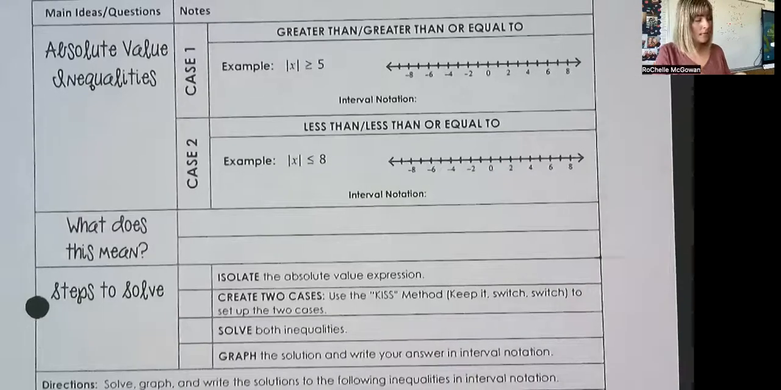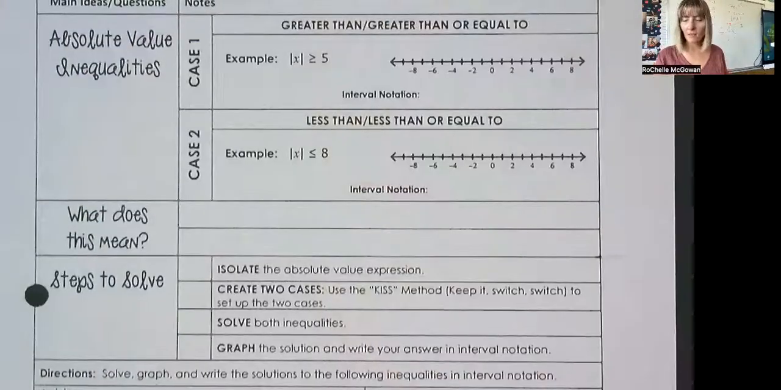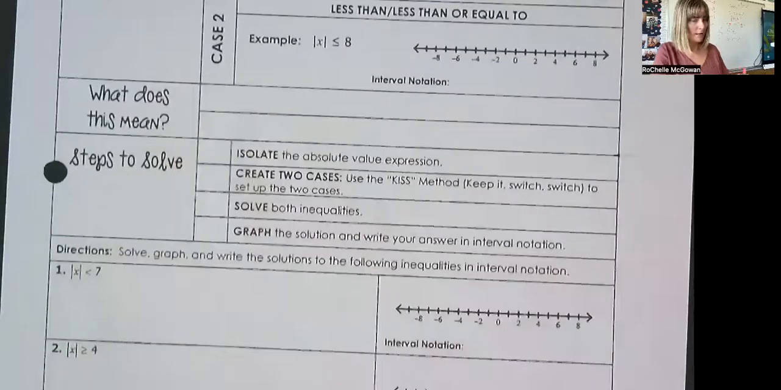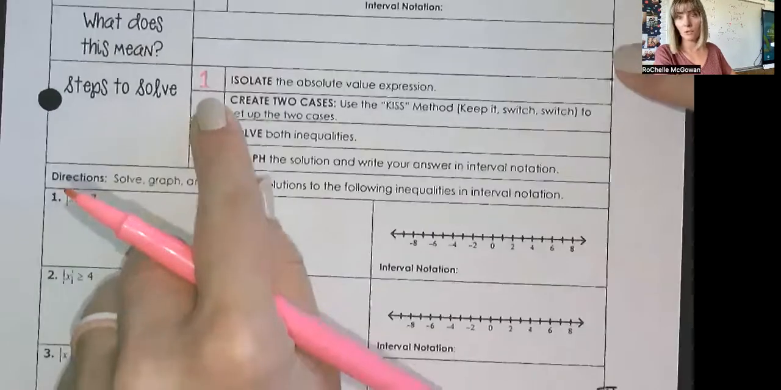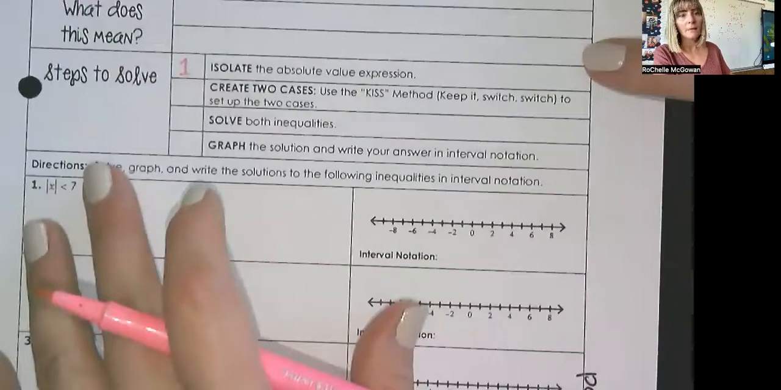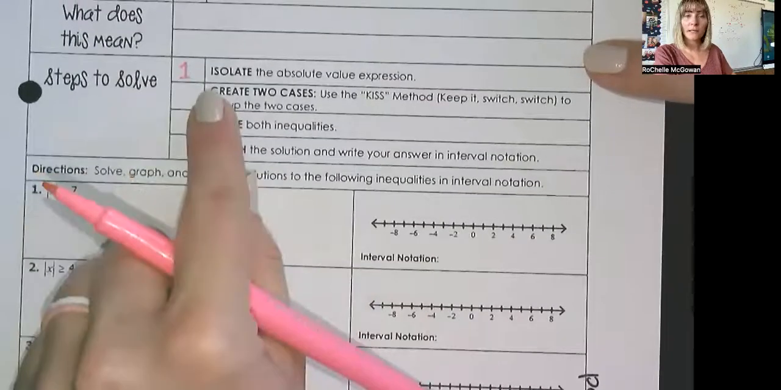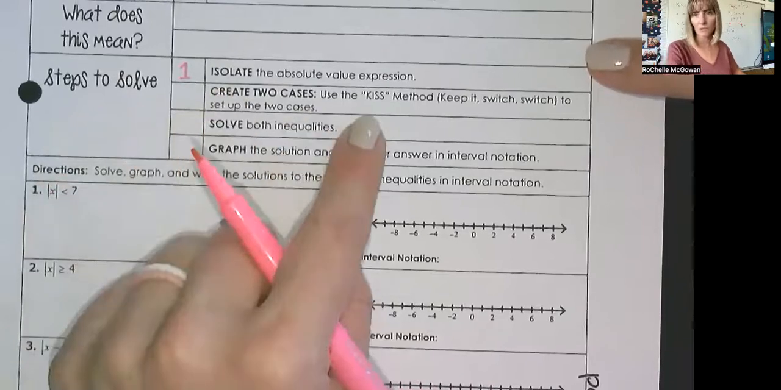Hello, ninth graders. Yesterday, we filled out this page of notes, and I warned you in class yesterday that step number 1 right here, you wouldn't really need to do yet. We didn't have to do that on any of the examples down here. On today's examples, we are going to need to sometimes isolate the absolute value expression.